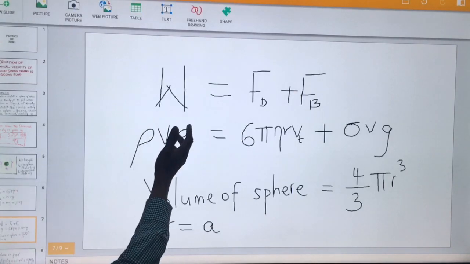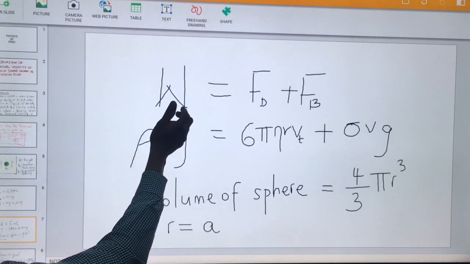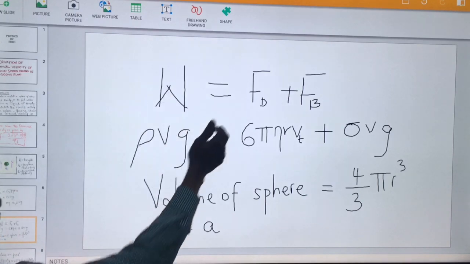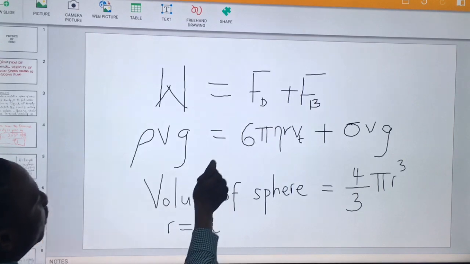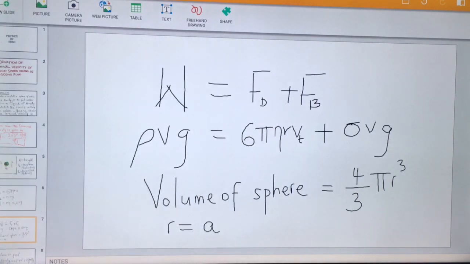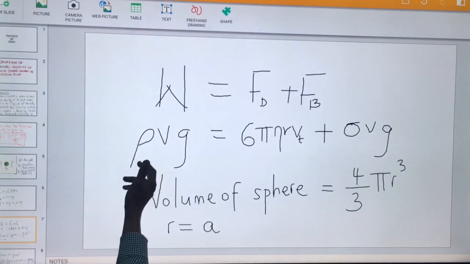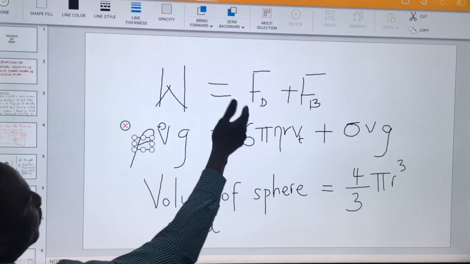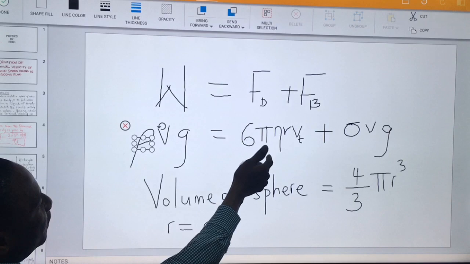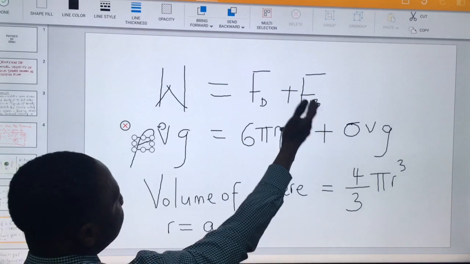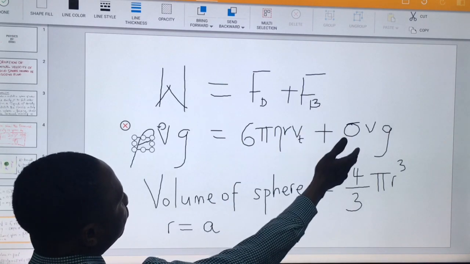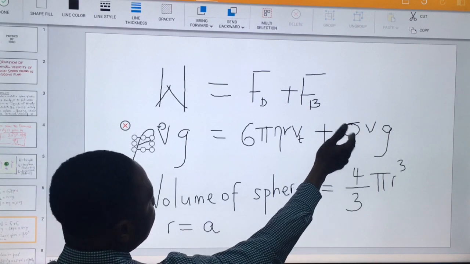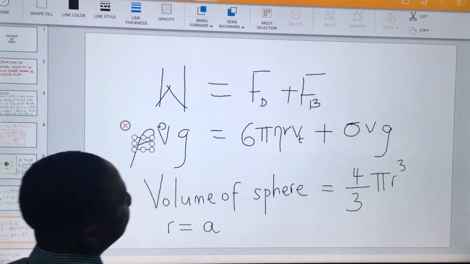If we bring this together, for the body to be in a state of equilibrium, the weight must balance. The weight, which is acting downward, must balance with the 2 forces acting upward. So we have this expression. When we bring the value for the weight, we have this. And when we bring the value for the viscous or drag force, we get this. And this is the value for the upthrust, which is the density of the liquid, the volume, and gravity.